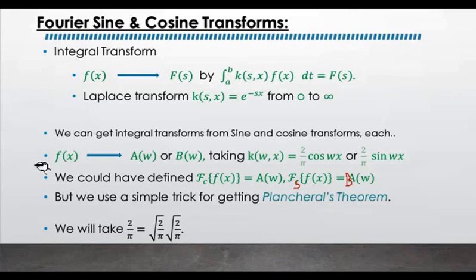But for theoretical purposes, for getting something called Plancherel's theorem, it says that the input and output should have the same norm. For that condition, we will use a simple trick. Instead of taking k omega x as 2 by pi cos omega x, we will be taking it as root of 2 by pi cos omega x, and in the second case, root of 2 by pi sin omega x, which we will see in the next slide.